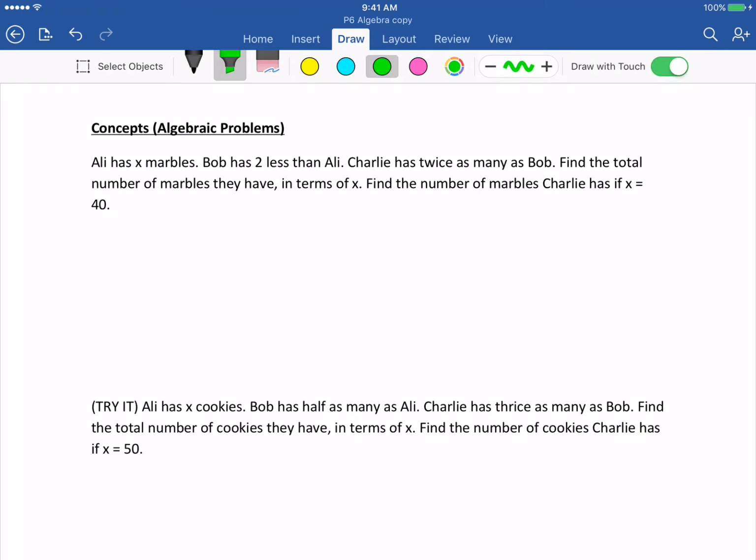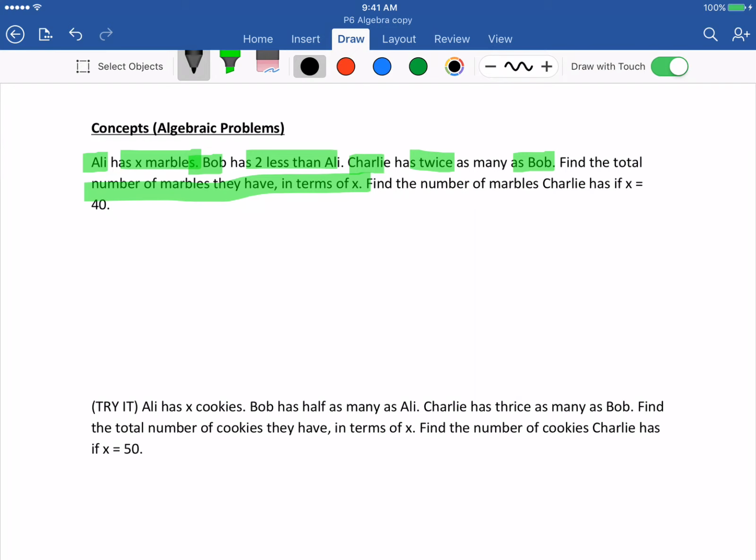Okay, let's read. Ali has X marbles. Bob has 2 fewer marbles than Ali. Charlie has twice as many as Bob. Find the total number of marbles they have in terms of X. Okay, so same thing, a lot of clues. So what you need to do is break it out clue by clue.